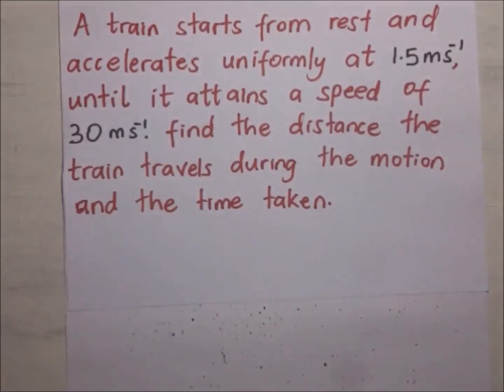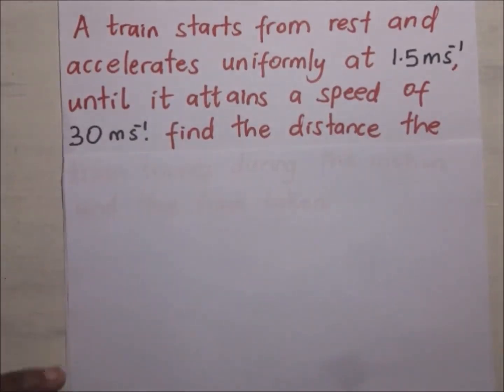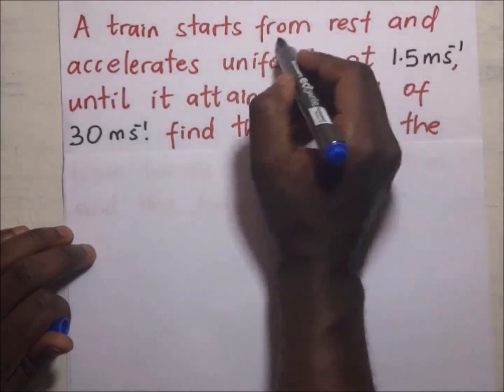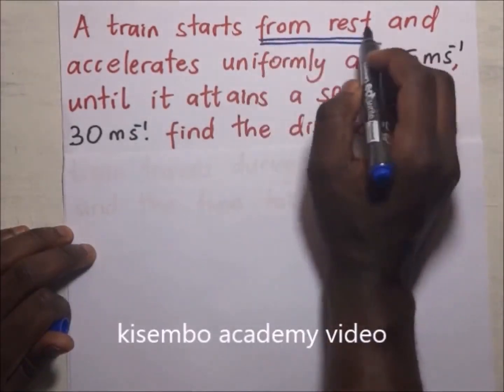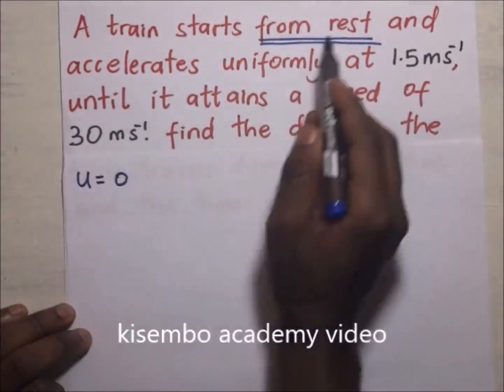So a train starts from rest and accelerates uniformly at 1.5 meters per second until it attains a speed of 30 meters per second. Find the distance the train travels during the motion and then the time taken. Now the question says that a train starts from rest. When they say that a train is starting from rest, it means that its initial velocity U is equal to 0.